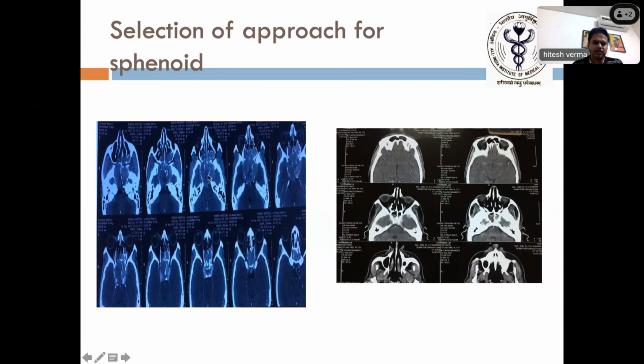But like in this radiology, there is extensive disease present within the sphenoid sinus. There is expansion of the sphenoid sinus. In that case, the lateral route is required. The lateral route is after uncinectomy, anterior ethmoidectomy, posterior ethmoidectomy, then removal of the anterior wall of the sphenoid sinus.